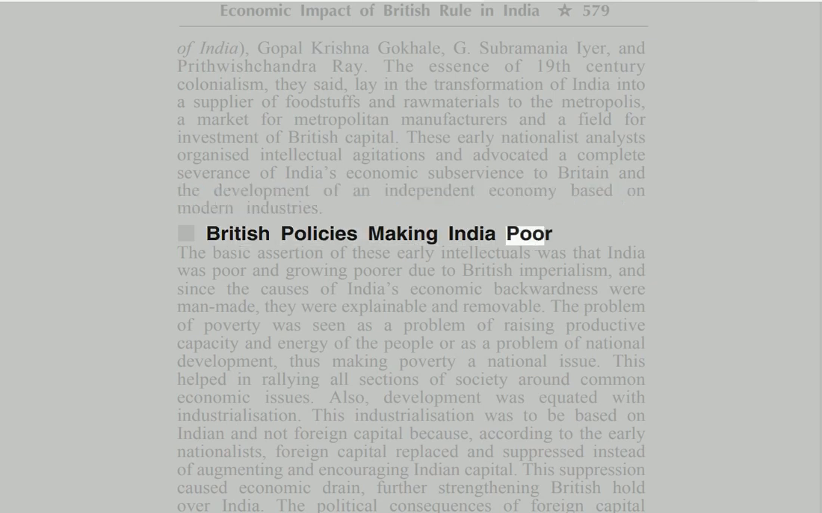The basic assertion of these early intellectuals was that India was poor and growing poorer due to British imperialism, and since the causes of India's economic backwardness were man-made, they were explainable and removable. The problem of poverty was seen as a problem of raising productive capacity and energy of the people or as a problem of national development, thus making poverty a national issue.